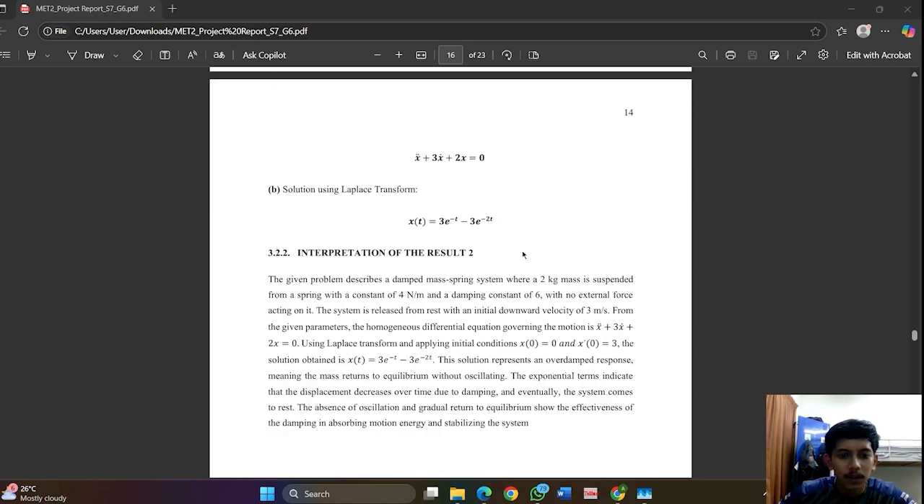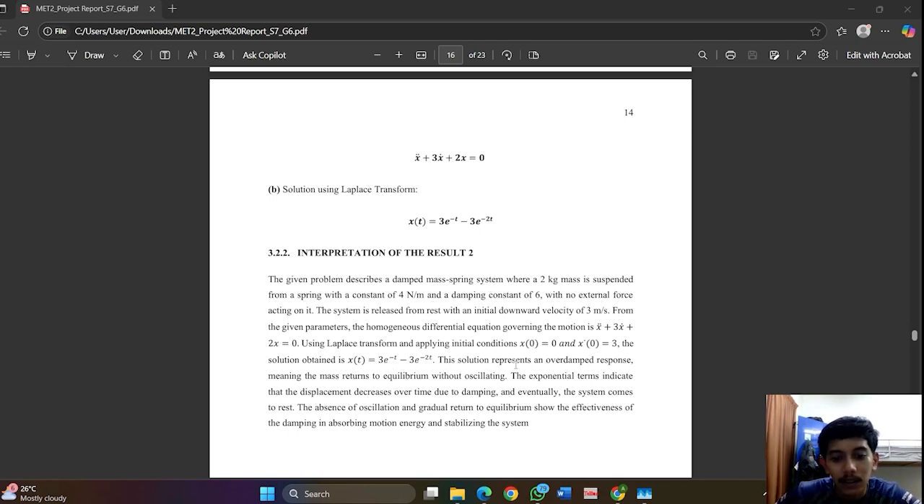So for the interpretation of the result of problem 2, the given problem describes a damped mass-spring system where a 2 kg mass is suspended from a spring with a constant of 4 N/m and damping constant of 6, with no external force acting on it. The system is released from rest with an initial downward velocity of 3 m/s. From the given parameters, the homogeneous differential equation governing the motion is x double prime plus 3x prime plus 2x equal to 0. Using Laplace transform and applying the initial conditions x(0) equal to 0 and x prime(0) equal to 3, the solution obtained is x(t) equal to 3e to the minus t minus 3e to the minus 2t.